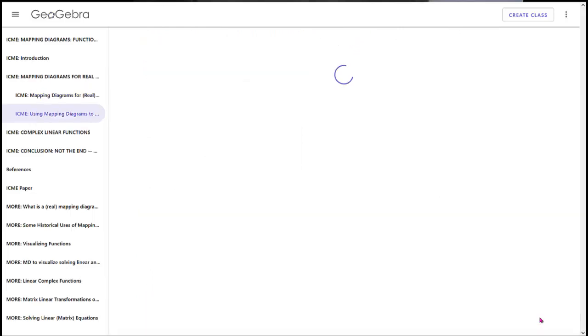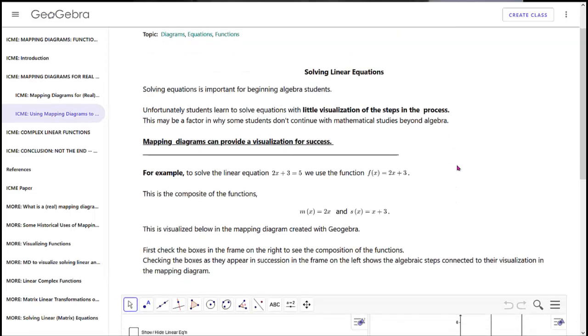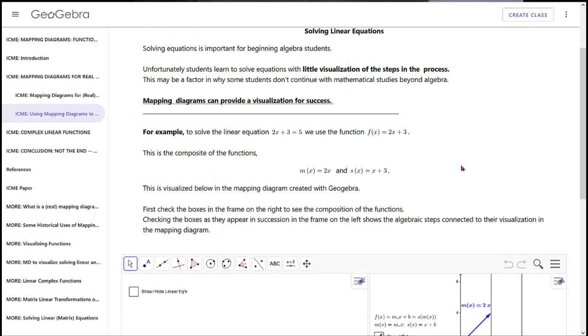Now, solving equations is an important task for beginning algebra students. Unfortunately, students learn to solve equations with little visualization of the steps in the process. This may be a factor in why some students don't continue with mathematical studies beyond this beginning algebra course. Mapping diagrams can provide a visualization for success for all of the students in these courses.